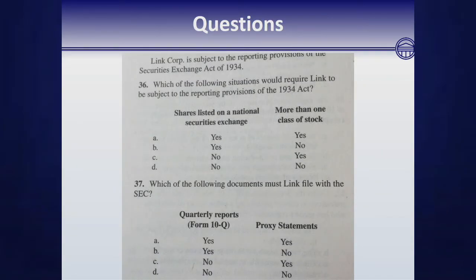All right, so let's look at questions 36 and 37. Link Corporation is subject to the reporting provisions of the Securities Exchange Act of 1934. Question 36. Which of the following situations would require Link to be subject to the reporting provisions of the 1934 Act? First, shares listed on a national securities exchange? Yes. More than one class of stock? No. So your answer is B.